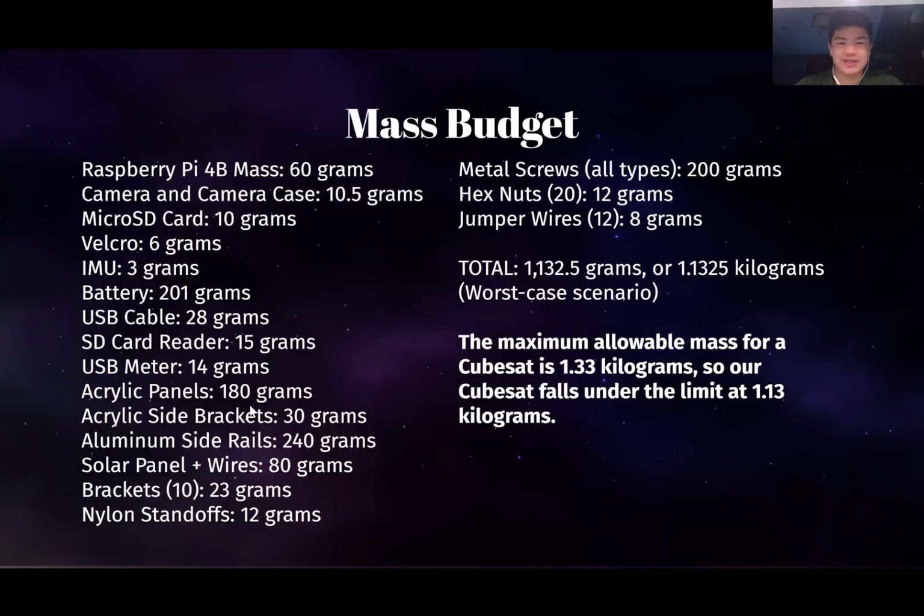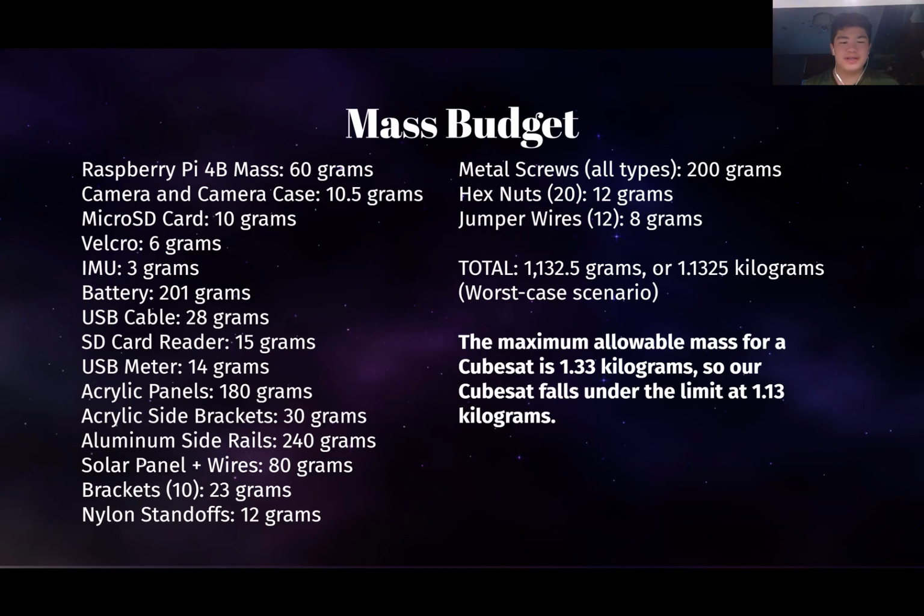So next up, we have the mass budget. So we're building a 1U CubeSat, so that's 10 centimeters by 10 centimeters by 10 centimeters, which means our maximum allowable mass limit is 1.33 kilograms. Our CubeSat falls under this limit at 1.13 kilograms.